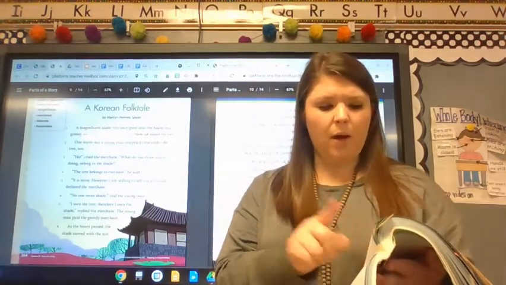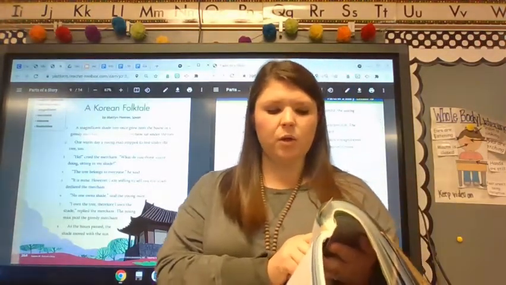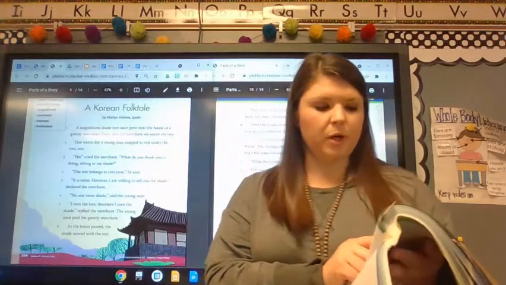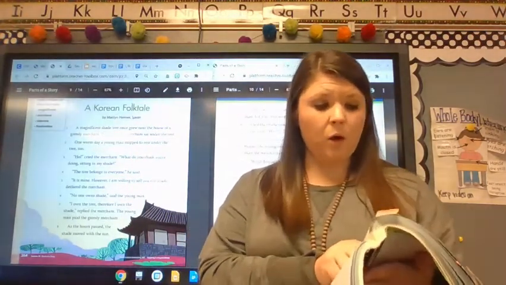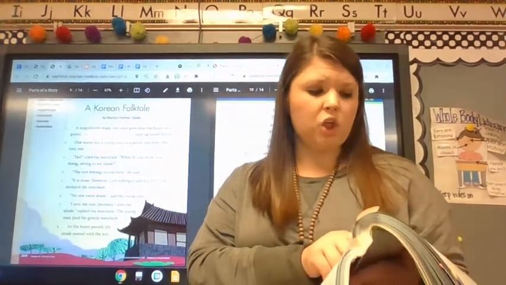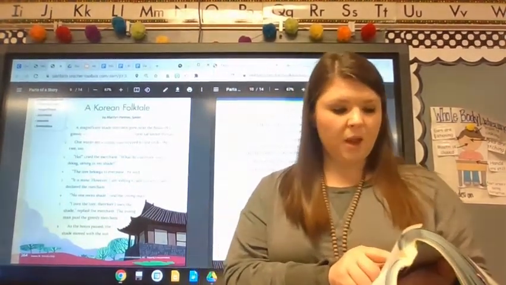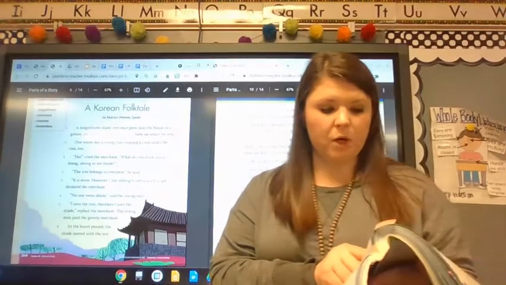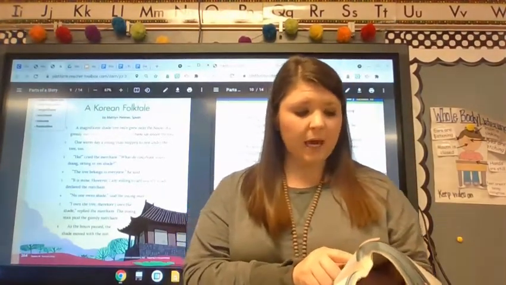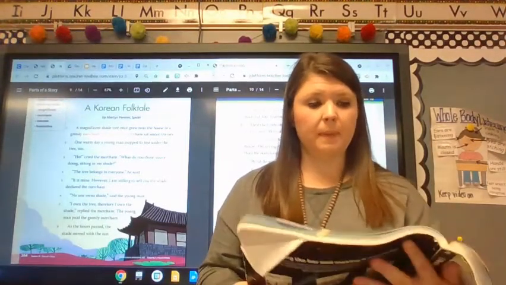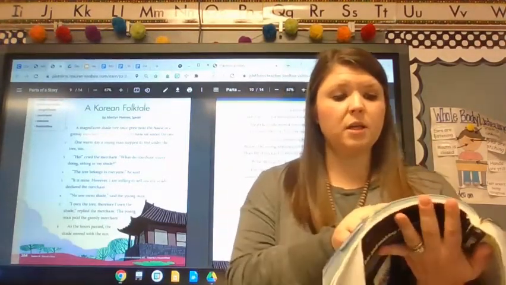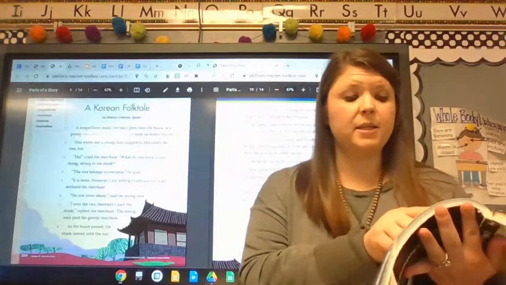"It's mine. However, I am willing to sell you the shade," declared the merchant. "No one owns shade," said the young man. "I own the tree, therefore I own the shade," replied the merchant. The young man paid the greedy merchant. As the hours passed, the shade moved with the sun. When the shade moved into the merchant's yard, the young man did too.